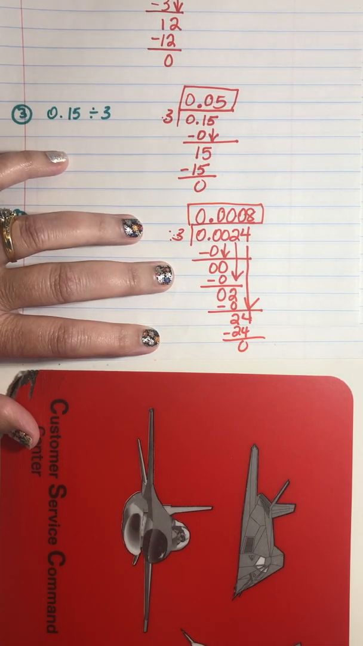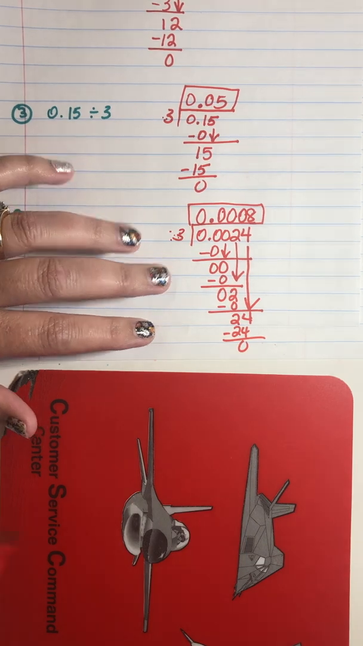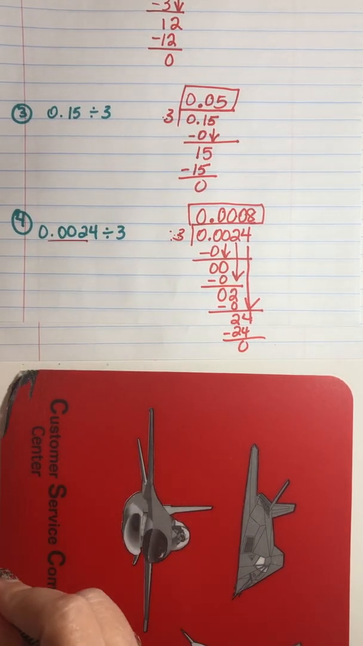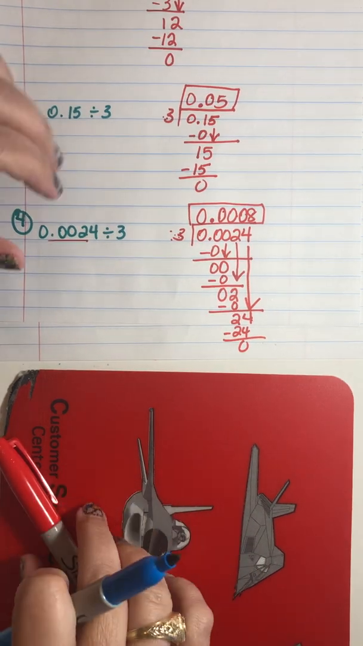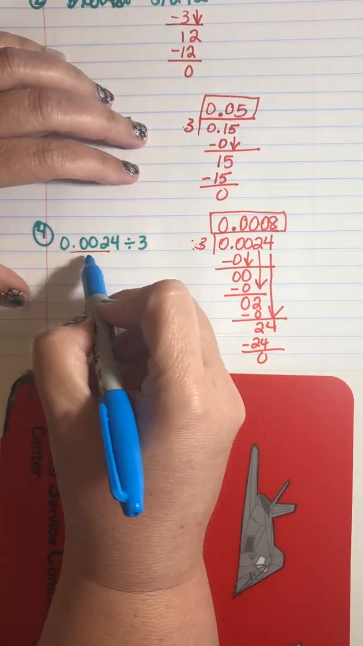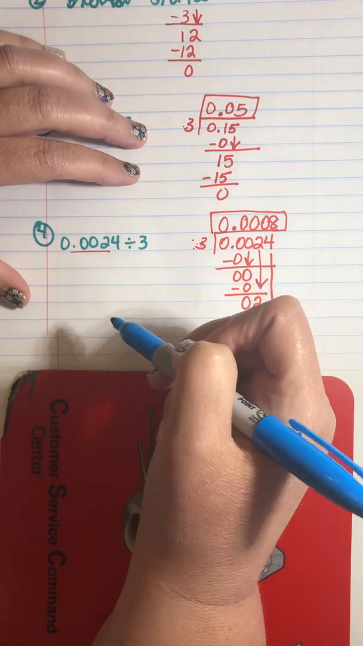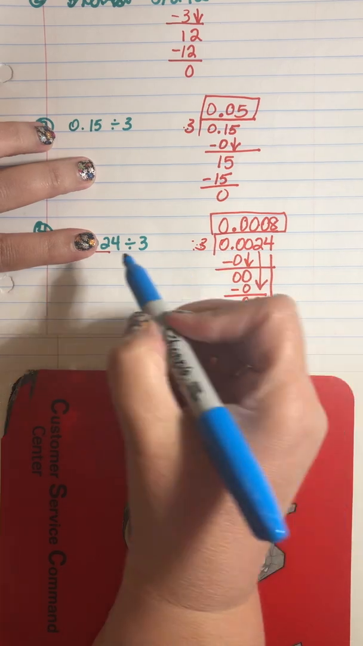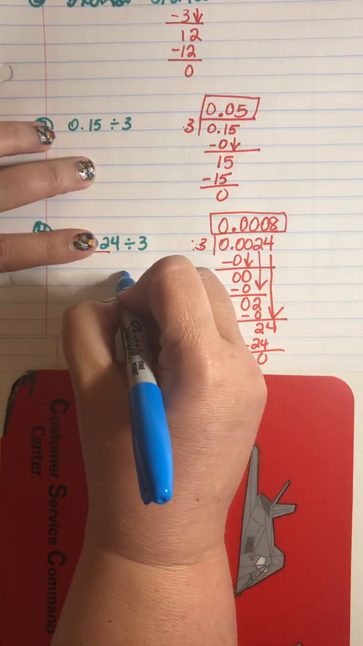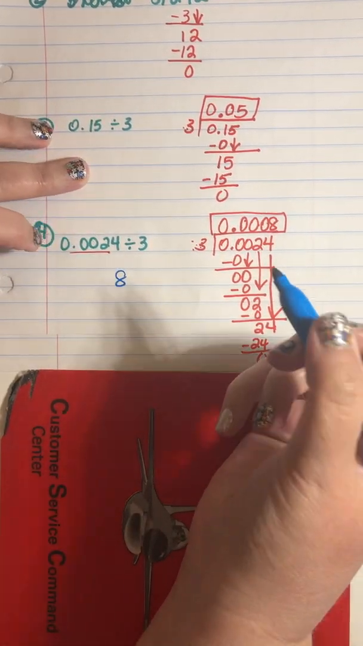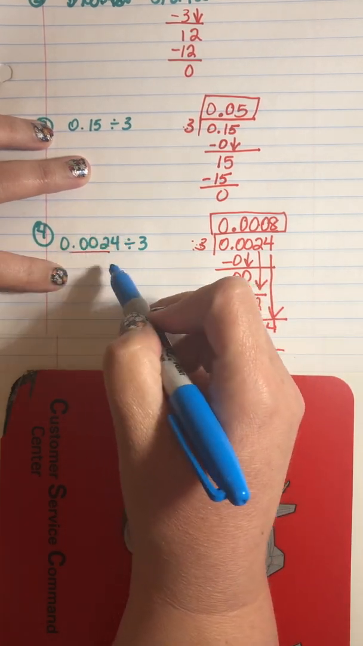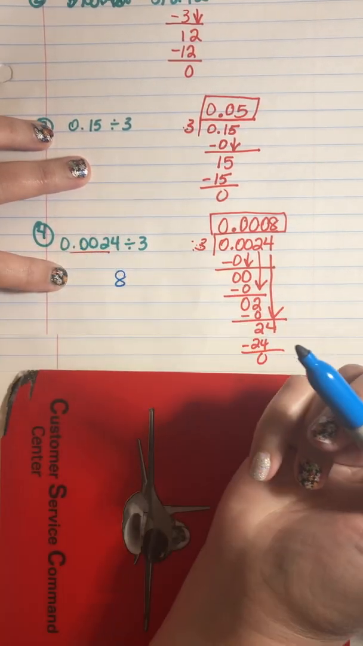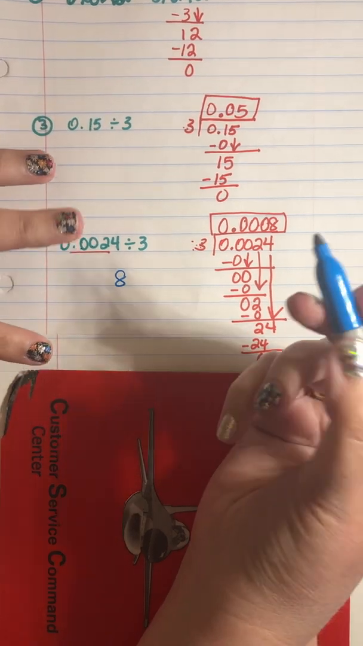Now, on this one, you could have done it mentally. Let me show you mentally over here. You have 24 10,000ths divided by 3. So for a second, just pretend that's a whole number. 24 divided by 3 is 8. And you know, in your original division problem, you had 1, 2, 3, 4 decimal points.